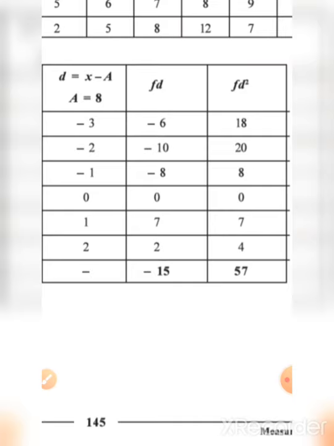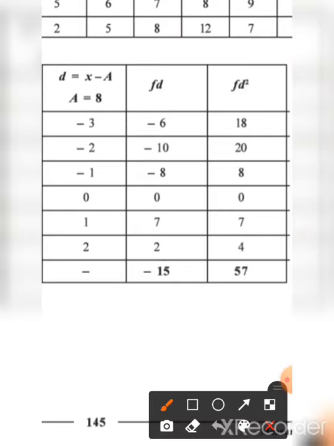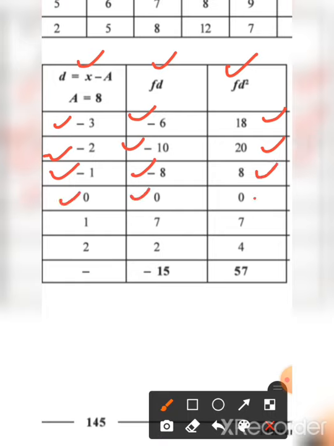We need the column of FiDi square. For the column of FiDi square, we need to multiply the column of Di and FiDi. So over here, you would find your 3 6s are 18, minus minus plus, 2 10s are 20, minus minus plus, 1 8s are 8, minus minus plus, 0 into 0, 0, 1 7s are 7, and 2 2s are 4.